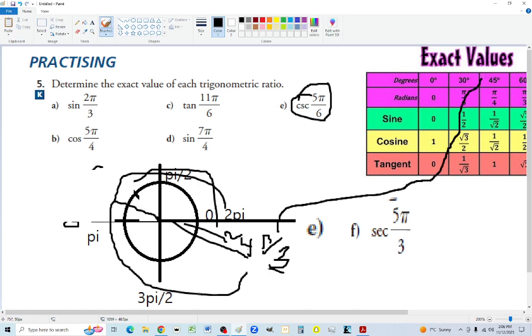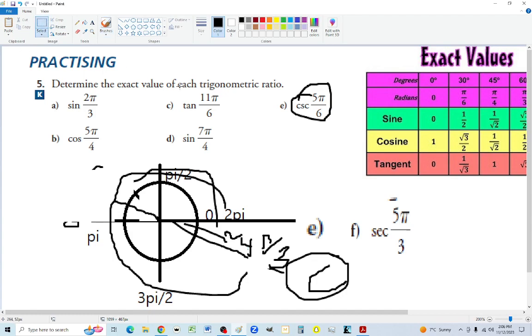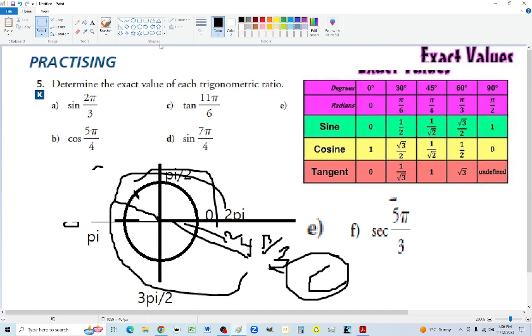Which means we're doing pi over 3 here, but we have to use the CAST system. Only cosine and secant will be positive. Since they want the secant, that's the only one that's positive, so we have to go to cosine for pi over 3, which is this, and the secant of that is the flip, which is 2. You can always throw it in your calculator to make sure.